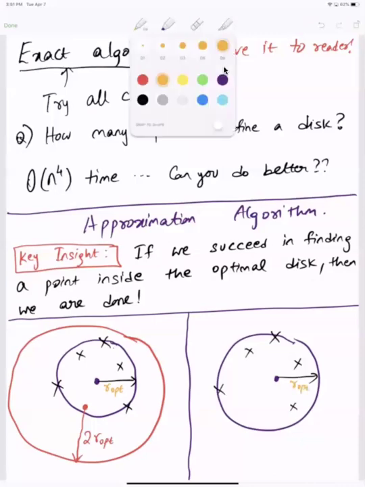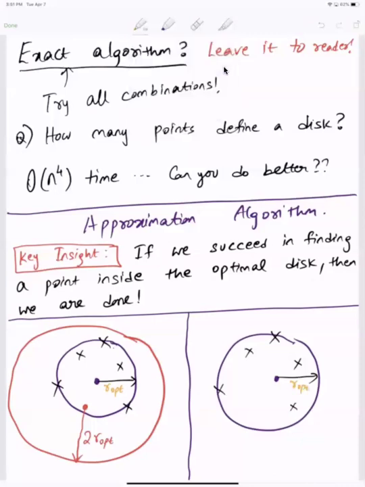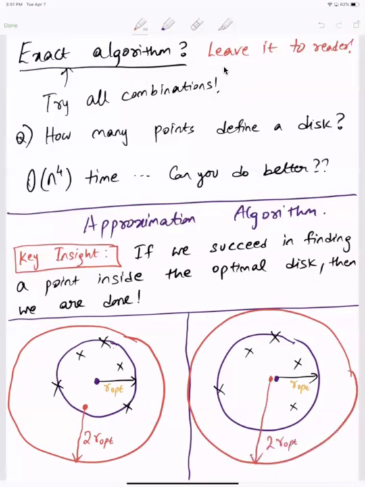And this time, let me choose the red point very close to the center itself. And now again, let me draw a circle of radius 2 r-opt. Again, it's not to scale. So it's very easy to verify that if I pick a red point inside the optimal disk and draw a disk of radius 2 r-opt, then it will completely contain the optimal disk. Okay.